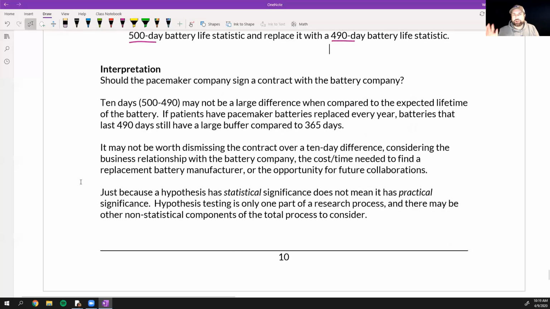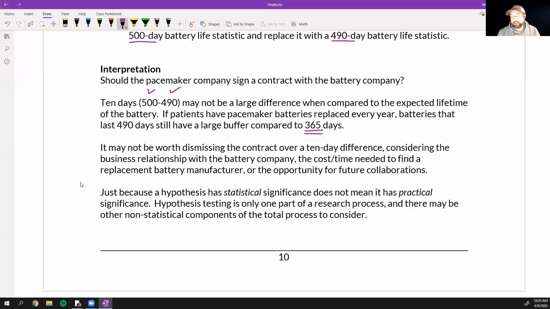So what should we do? Should we break the contract? Should we say, nope, we're not going to sign it? It's a 10-day difference. Instead of 500, you're looking at 490. And what if the pacemaker company says, well, we expect people to replace their batteries every 365 days. So actually 10 days is not that big of a deal. That's maybe one way to look at it. Maybe the battery company is the only company in town that makes batteries. Do you want to burn a bridge with a company over a 10-day error?